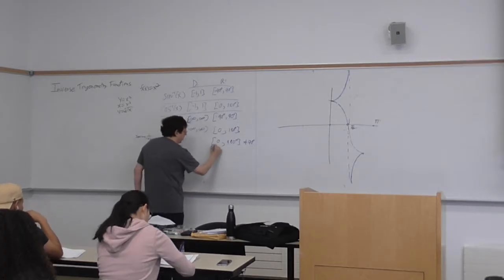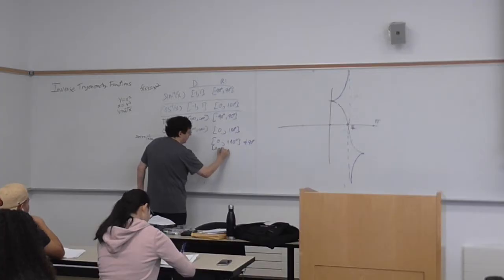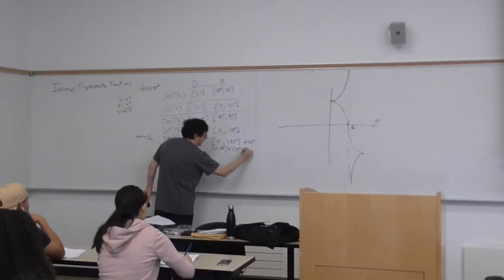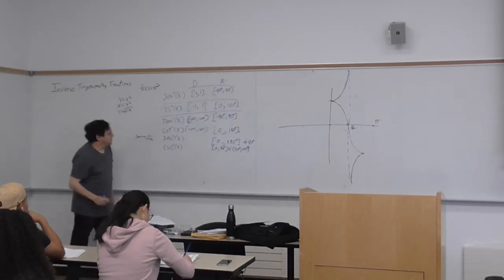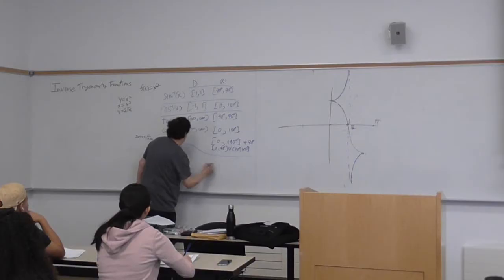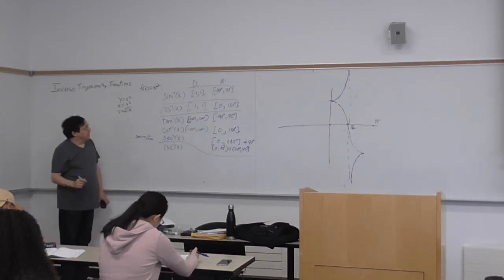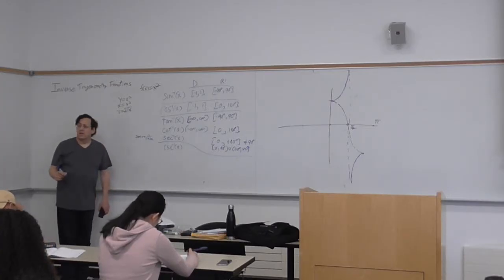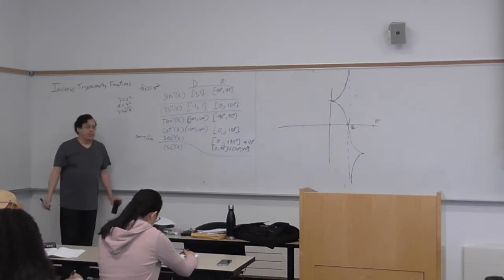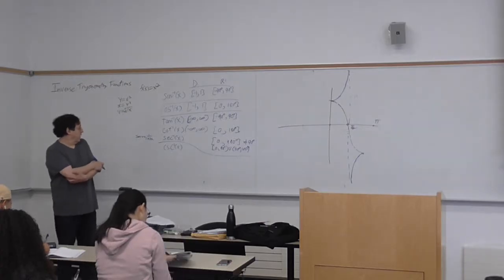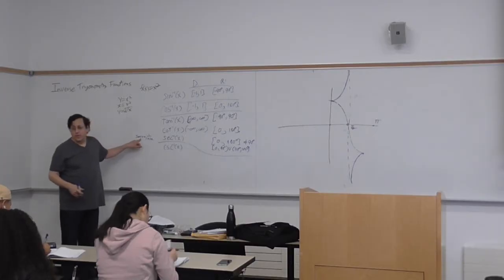I'll write this a little nicer here. I can say between 0 and 90, and then between 90 and 180. And I'm missing 90. Okay, that's my inverse secant function. What about the domain? What functions can I plug into the inverse secant function? Or rather, what's the range of the secant function?